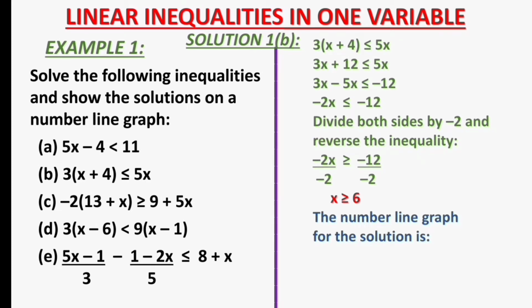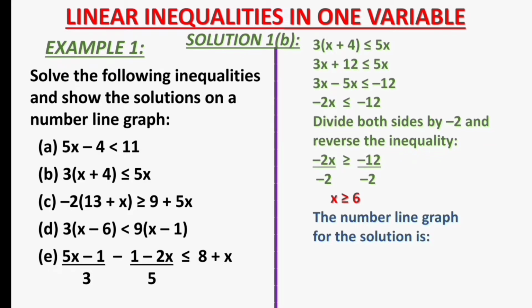Now to solve the inequality 3 into x plus 4 is less than or equal to 5x, here we remove the brackets. That gives us 3x plus 12 is less than or equal to 5x. Collecting like terms for x, we have 3x minus 5x is less than or equal to minus 12. That should give minus 2x is less than or equal to minus 12. Then, to solve for x, we divide both sides by minus 2 and reverse the inequality.